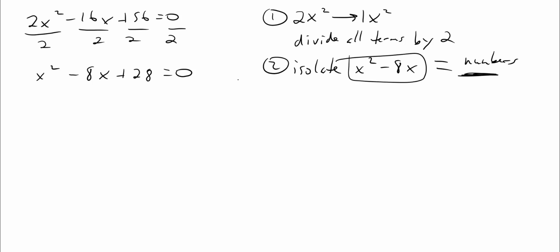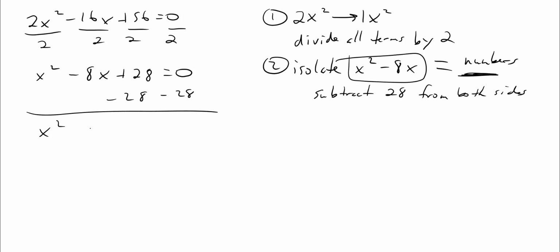So in this case, I'm going to subtract 28 from both sides. So subtract 28. So you get x squared minus 8x equals -28.